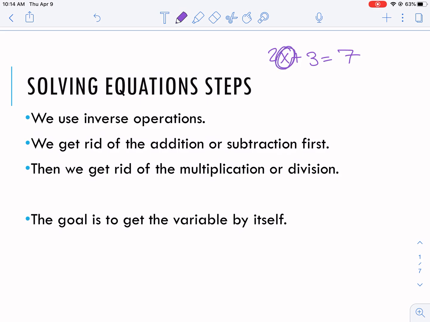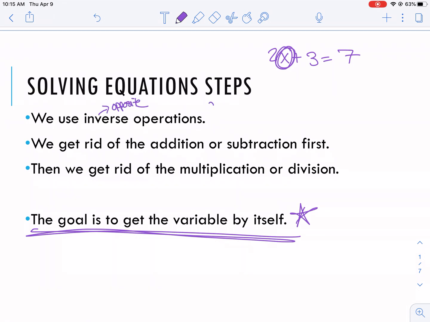Our goal is to get x on its own, okay? So that is the goal of solving equations, is to get the variable by itself. So in order to do that, the first thing we do is we use inverse operations, meaning it's opposite. So inverse means opposite. So if I am to add, the opposite is subtract. Then the opposite of subtract is adding. Or if I am to multiply, the opposite is to divide. Okay, so that is what inverse operations mean.